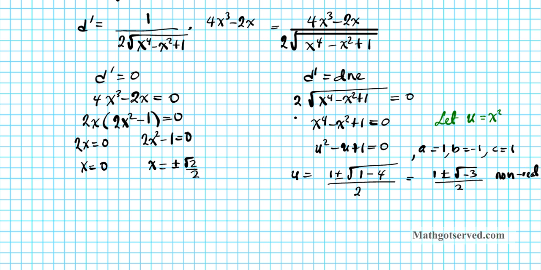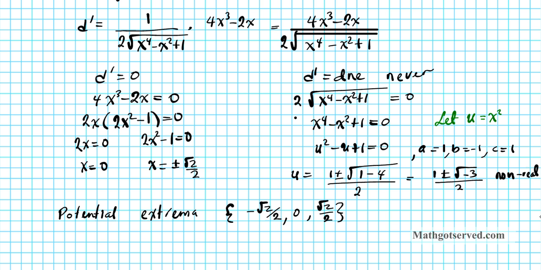So when is the derivative non-existent? The answer is never. So this has no solution. So now we know what our potential extremas are. The potential extremas, in order, are negative root 2 over 2, 0, and root 2 over 2.